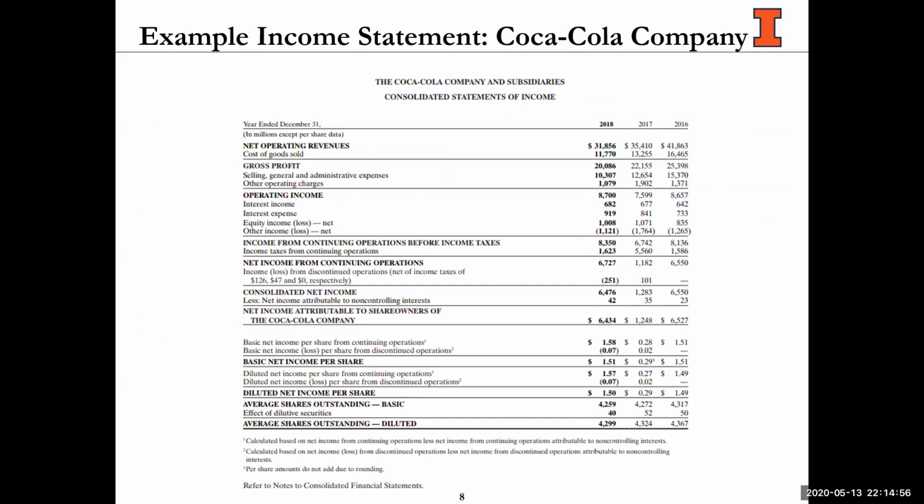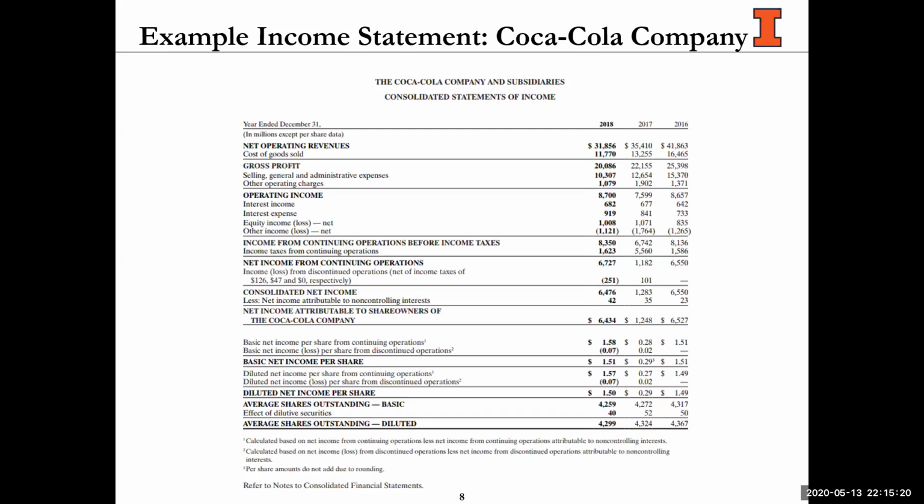Here's an example of a real company. This is right out of Coca-Cola's 10-K. As you can see, it follows a very similar format to what we just showed you earlier. However, it has a little bit more detail as far as where some interest expense comes from, equity income, and you see some more complicated attributes as well.